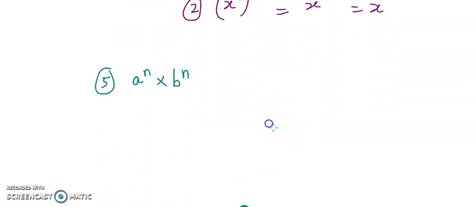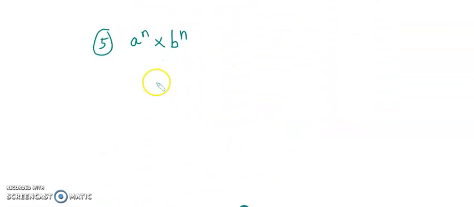Next, and the last one. If the bases are different, but the powers are same. So what we'll do? We'll take the common power like this and we'll multiply the bases together. So a to the power n multiplied by b to the power n is equal to a multiplied by b to the power common power n.